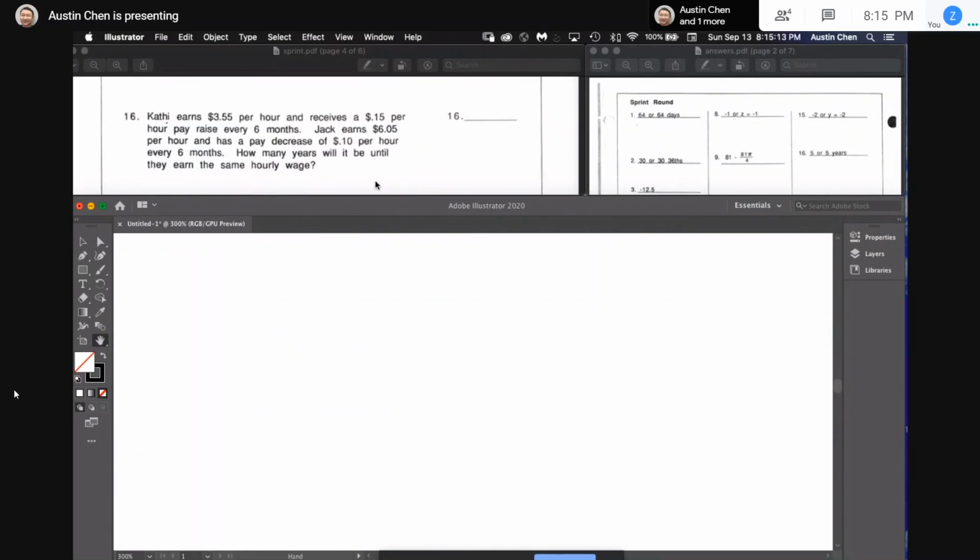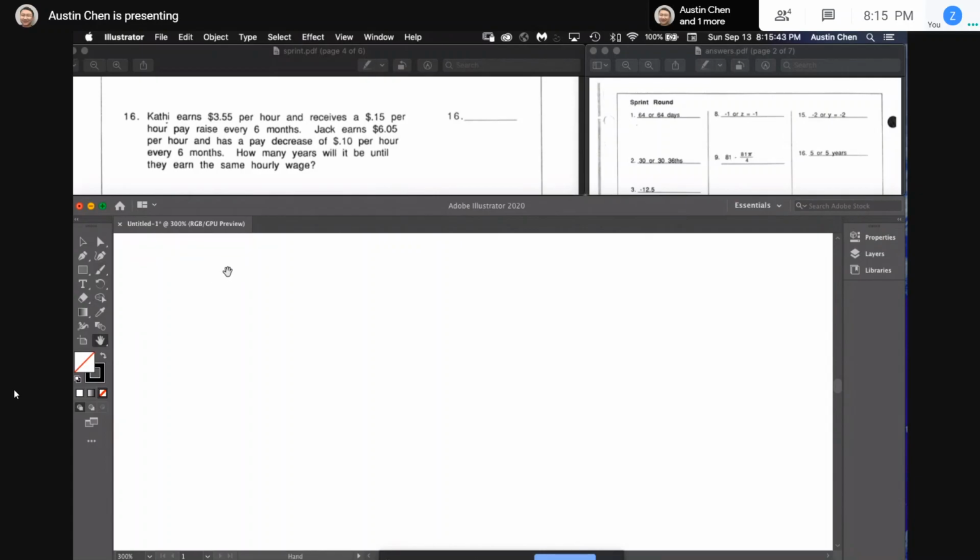Kathy earns $3.55 per hour and receives a 15-cent per hour pay raise every 6 months. Jack earns $6.05 per hour and has a pay decrease of 10 cents per hour every 6 months. How many years will it be until they earn the same hourly rate wage? All right, so we have some linear equation problems.